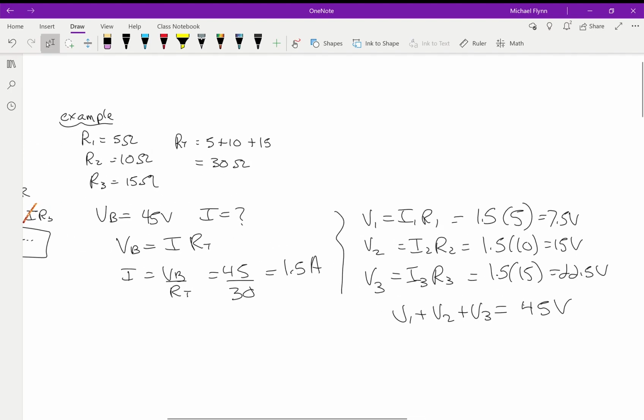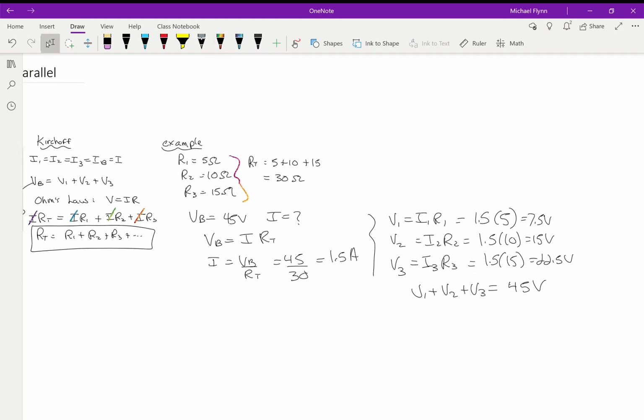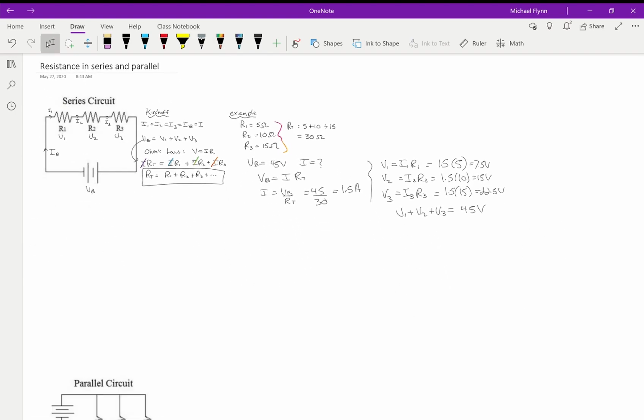What if I gave you three devices that had these three different resistances here, and I asked you to connect them to a 45 volt power source? Well, I just figured out for you how much voltage each one would get and how much current each one would get. And you see, when you're working with electrical circuits, these are very important questions to be able to answer. All right, so that is the series circuit, and there's an example of the series circuit.